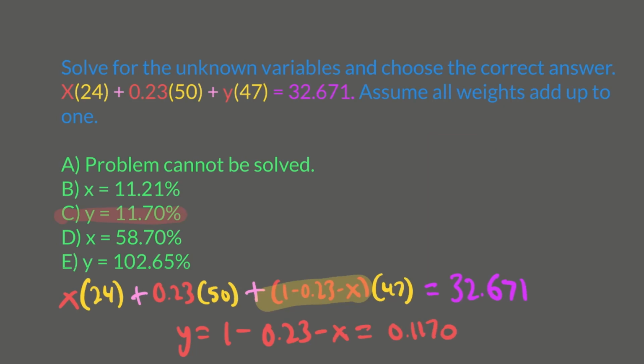Alternatively, if we want to solve for y directly, we can write x in terms of y as x equals 1 minus 0.23 minus y and then solve for x given y. Either way would give us the correct answer for both unknown variables.